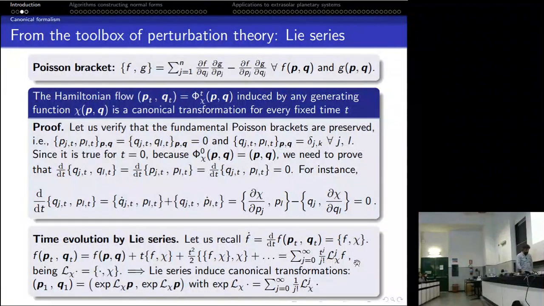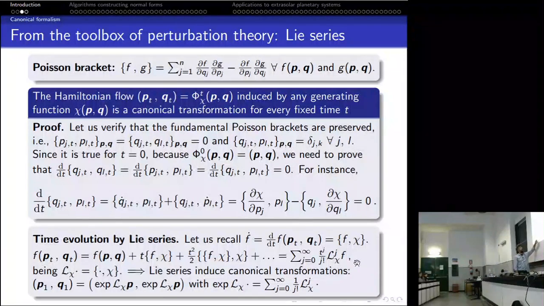So formally you can define the evolution in time, here a time one, of any canonical coordinates, because also canonical coordinates are dynamical functions. And so you can collect all together in this transformation, and because the Hamiltonian flow induces a canonical transformation, then this is a canonical transformation.